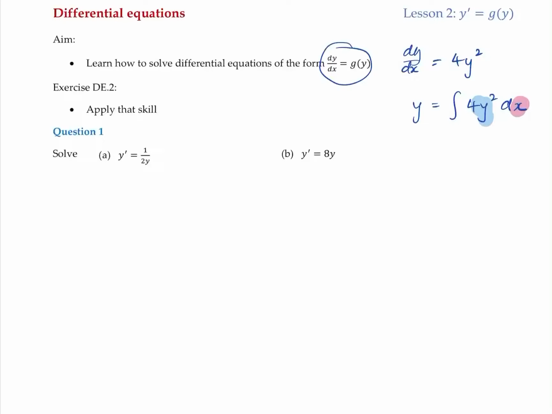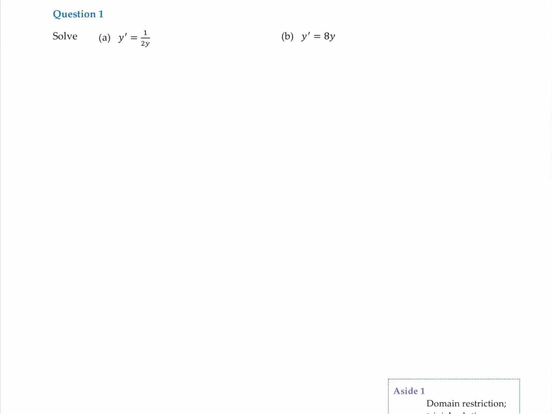The skill that you're learning today is not very hard. It's really one little thing and then you're back to normal integration. I'm sure there'll be some subtleties as well. There's only one concept today, not like the last lesson, and the exercise is just to apply that skill. I'm not going to say how to do it yet, I'm going to demonstrate how to do it.